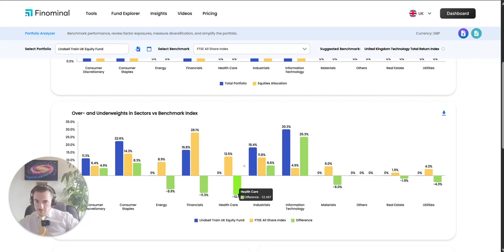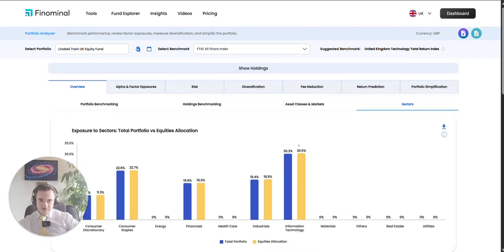Interesting to note, nothing invested in healthcare and nothing invested in energy either, which is comparable against the benchmark we're looking at. So the main points to take away from sectors: we're seeing sector bets in information tech and consumer staples, and you could say financials, but mainly information tech is what I will note.